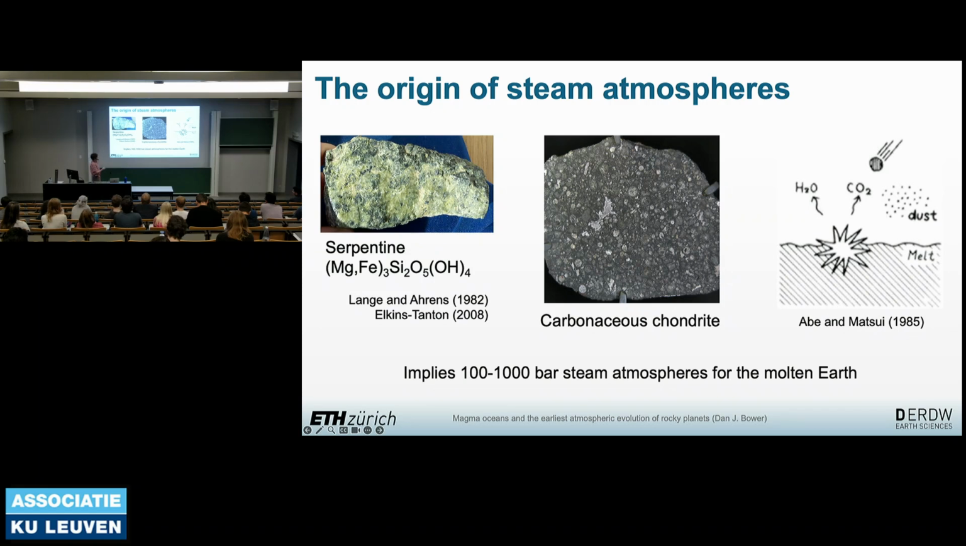When you do the calculation, the mass balance, what you find is that you get around 100 or 1,000 bar steam atmospheres for the early Earth, which is a lot, obviously. Earth today has a 1 bar atmosphere, and that's not all water. These are orders of magnitude, and of course it's a very extreme environment to have as an initial state for a planet.